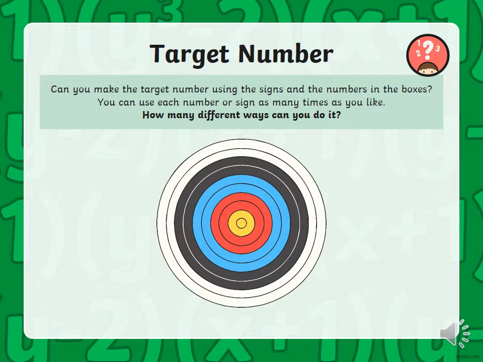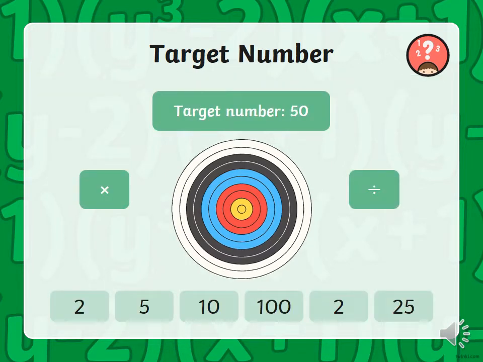Okay, so your target number. Can you make the target number using the signs and the numbers in the boxes? You can use each number or sign as many times as you like. How many different ways can you? Okay, so your target number is 50.